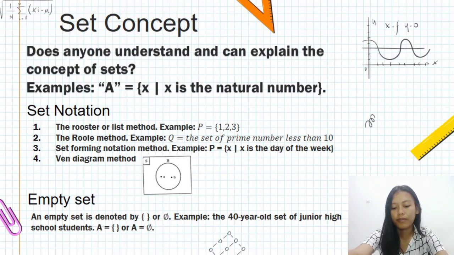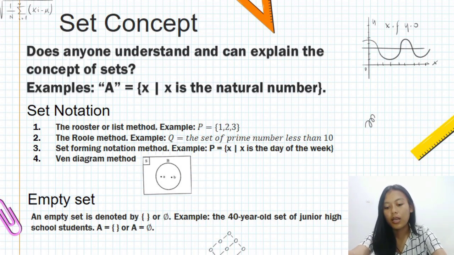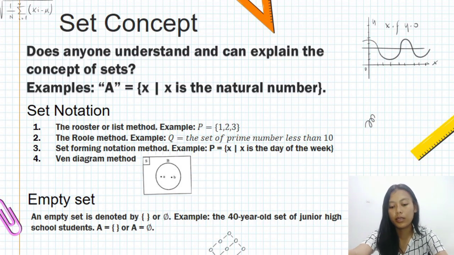For example, A is the set of x such that x is a natural number. Set notation. First, the roster or list method. Example, P equals {1, 2, 3}. Second, the rule method. Example, Q equals the set of prime numbers less than 10.